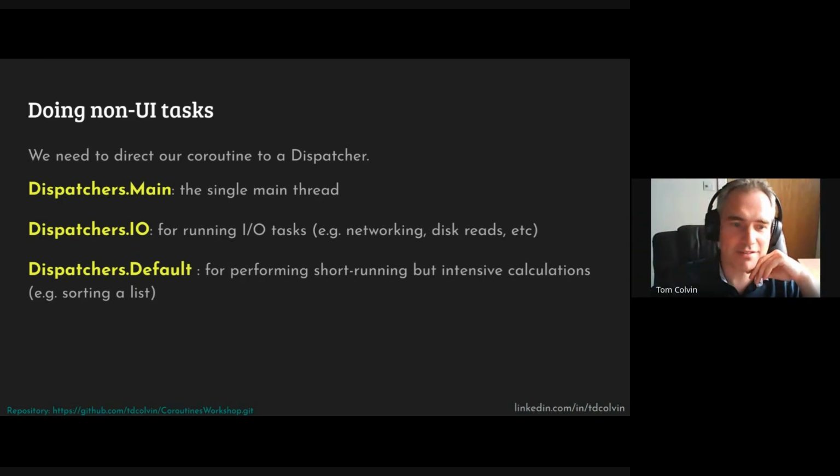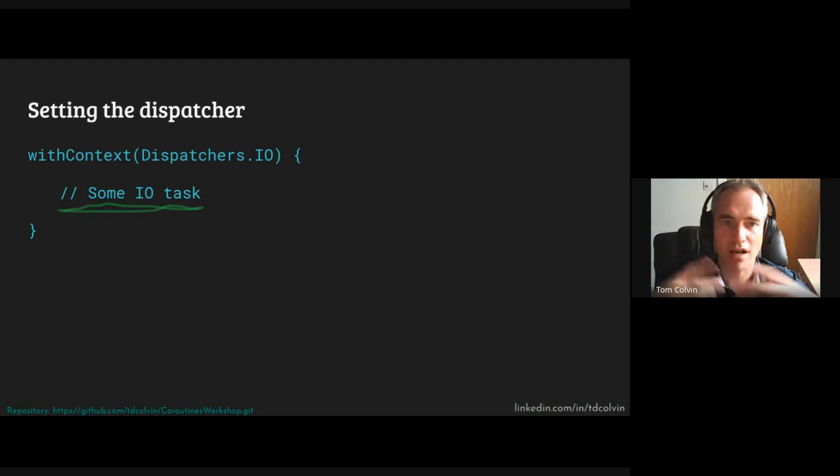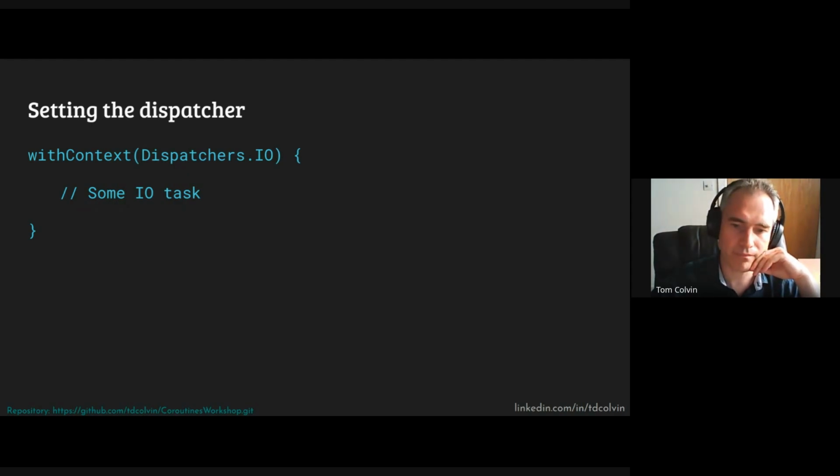Okay, so how about how to set the dispatcher? Well, we use withContext. Using withContext, we can take a coroutine that's running in one particular dispatcher and switch it to a different one. Simple as that. So the block that goes inside that withContext is the IO task that's now running on Dispatchers.IO.